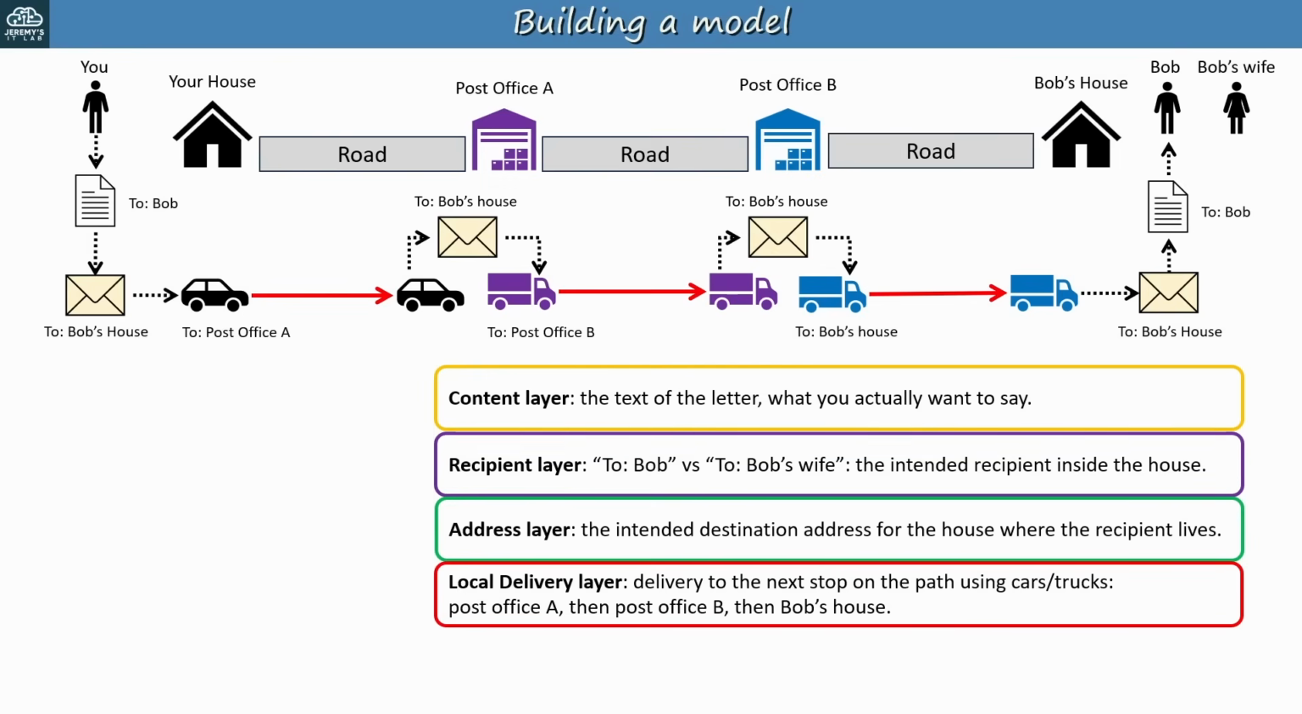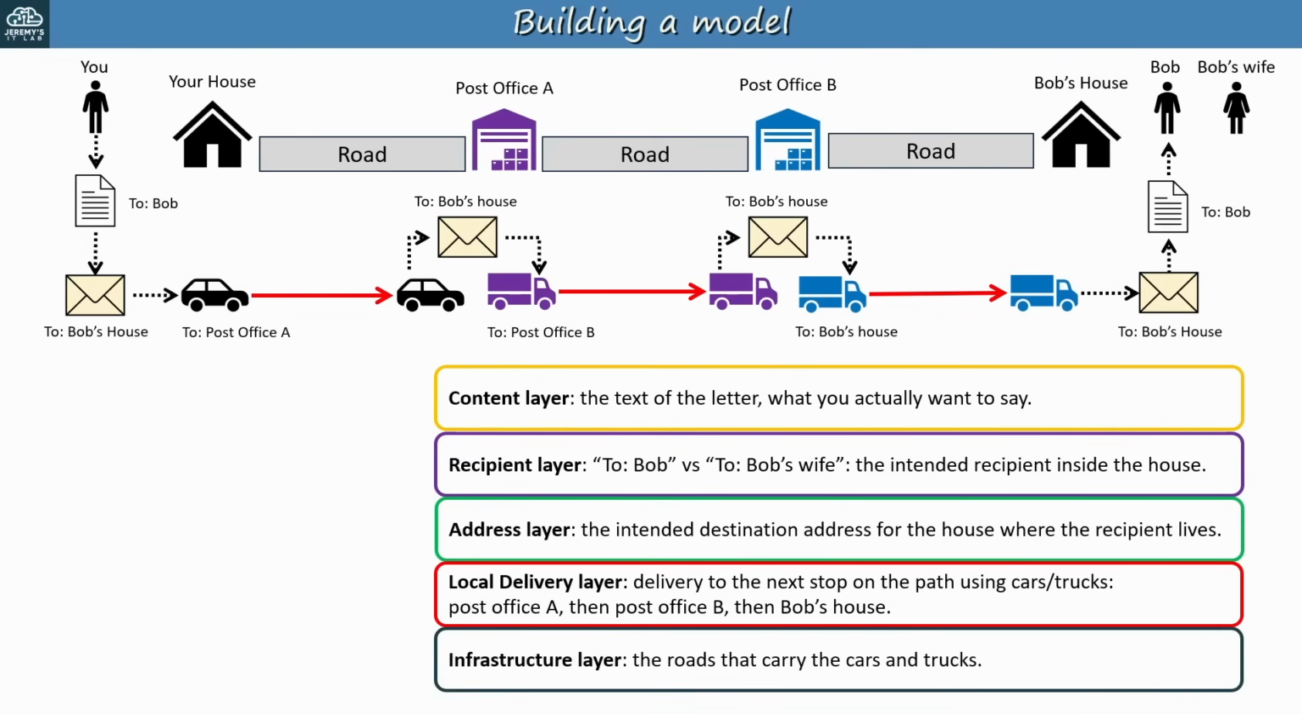With these 4 roles, we already have a simple 4-layer model, similar to the TCP/IP stack I showed before. But we can add one more layer at the bottom. I'll call it the infrastructure layer, the roads and other paths that the vehicles travel on. But really, these bottom 2 layers are related and always work together.